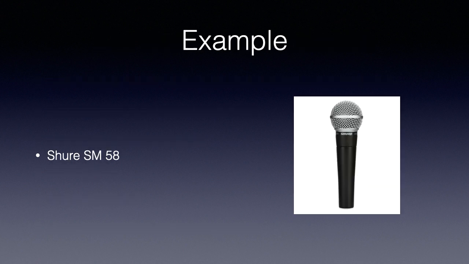Here is an example of a dynamic microphone, Shure SM58. It is for voice. SM57 is for instruments. They have the same magnet, diaphragm, and coil, but the windscreens are different.